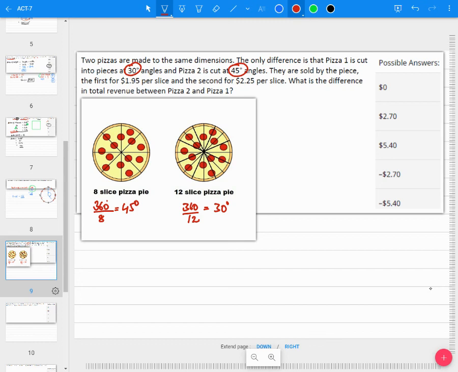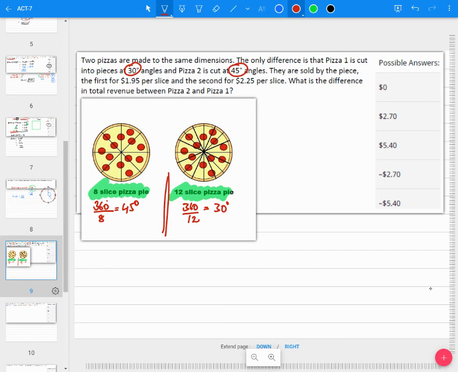So 45 degrees means there will be 8 slices, and 30 degrees means 12 slices. Now, the question says that 2 pizzas are made to the same dimensions. The only difference is that pizza 1 is cut into 30 degrees, which means 12 slices, and the second one is cut into 45 degrees, which means 8 slices.